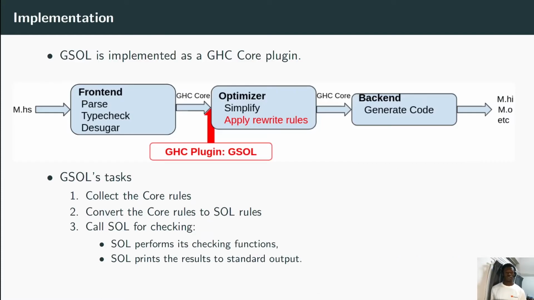We implemented GSOL as a GHC core plugin, so it works on GHC core programs. GSOL first collects the GHC core rules, then it converts the core rules to SOL computation rules, and calls SOL for the verification. Then SOL performs its checking functions and prints the results to standard output.